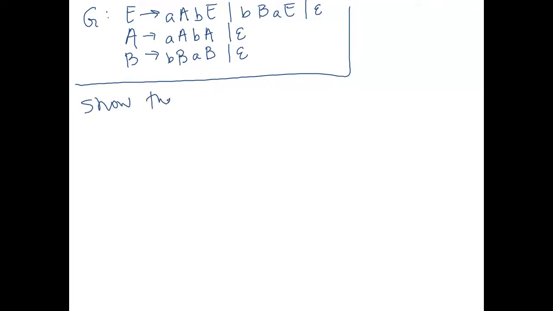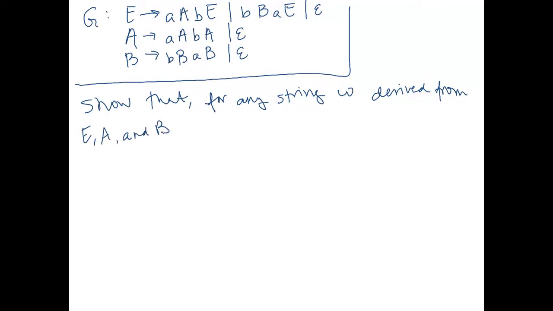We want to show that for any string W derived from the variables E, A, and B, W has only one leftmost derivation. Why? Because if it has only one leftmost derivation from E, the start variable, then it has only one leftmost derivation in the grammar. All strings are derived starting at E, so if we can show that there's one leftmost derivation from E, then we get that there's only one leftmost derivation.